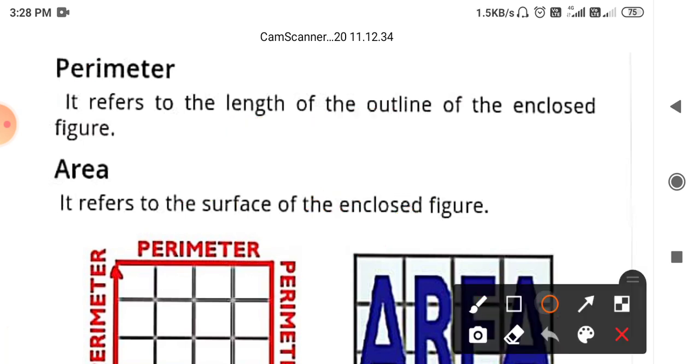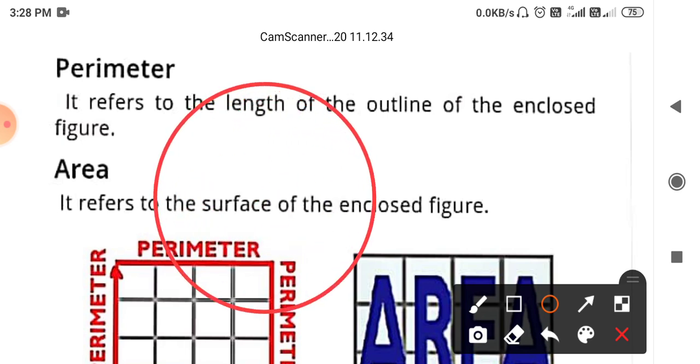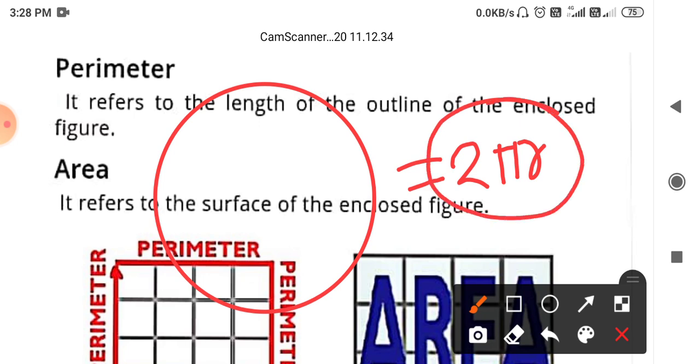But if the question gives a circle, how to calculate its perimeter? The perimeter of a circle is equal to 2 pi r. It is the formula for any circle's perimeter. Circle perimeter is equal to 2 pi r. So you can calculate easily.